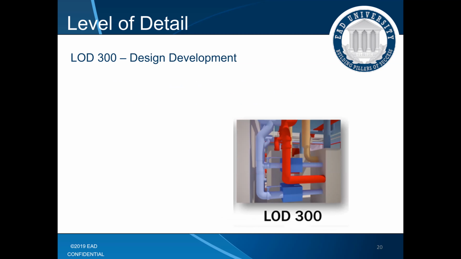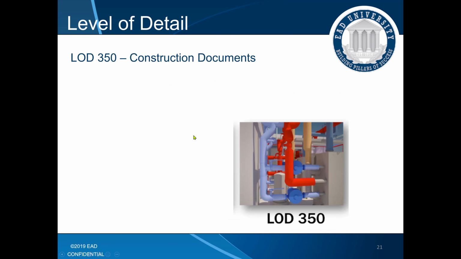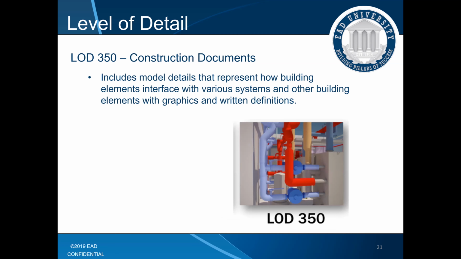LOD 300: accurate modeling of the shop drawings, where elements are defined in specific assemblies, with precise quantities, size, shapes, locations, and orientation. The non-geometric information is updated for the model and the elements. LOD 350, on your construction documents, includes model details that represent how the building elements interface with various systems and other building elements, with graphics and written definitions.